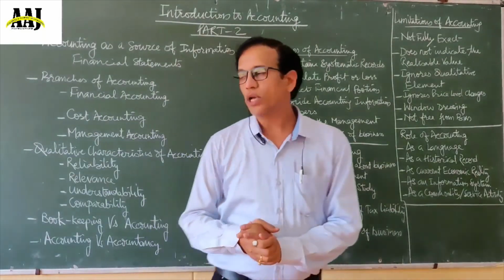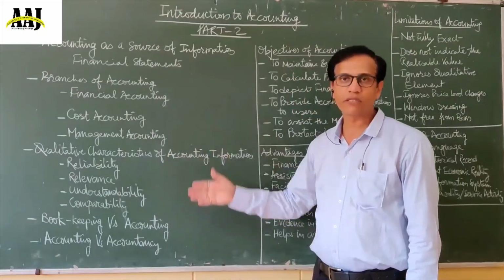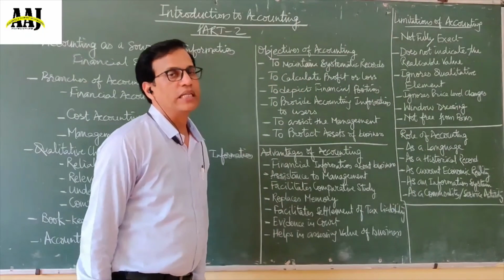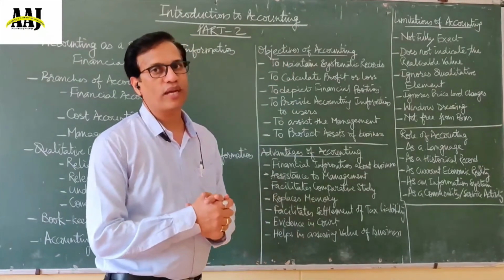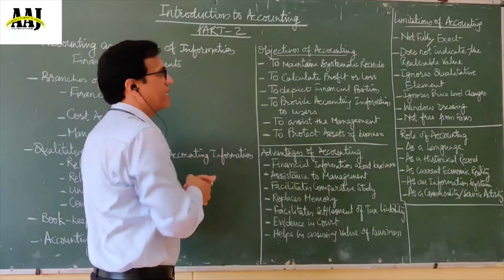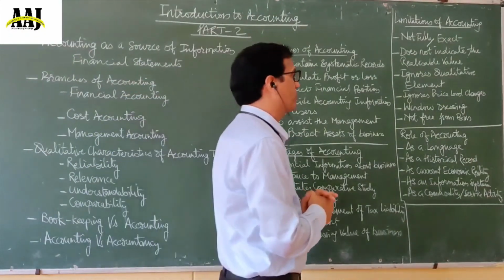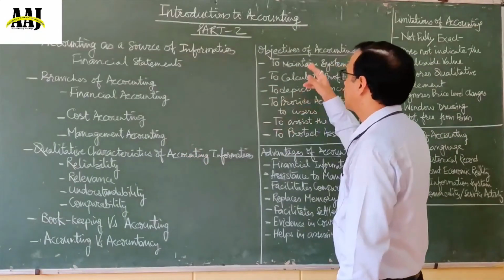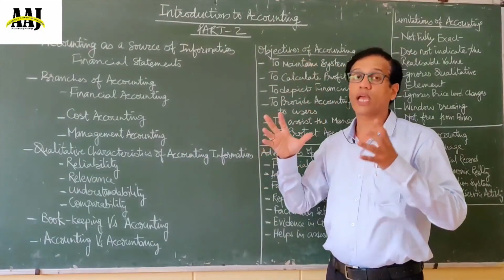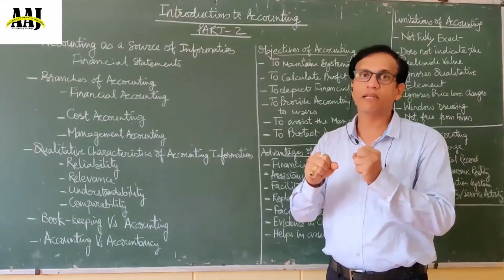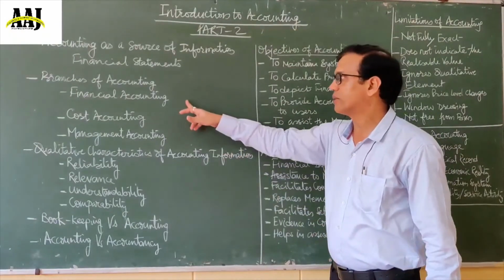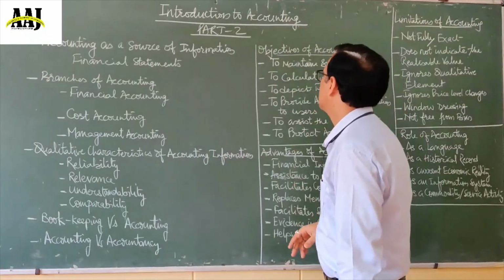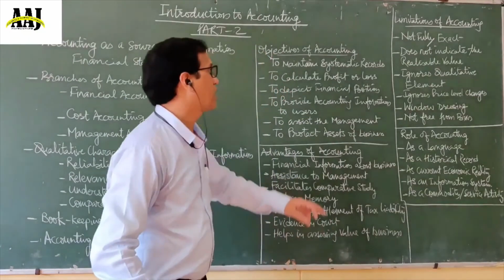So after going through this description of accounting, its branches and as information system, now we can develop the objectives of accounting. What are the objectives of financial accounting? What are the objectives of cost accounting? And what are the objectives of management accounting? These all are included as objectives of accounting, the main discipline, which has been subdivided here into these three branches. So the first objective comes: to maintain systematic records.